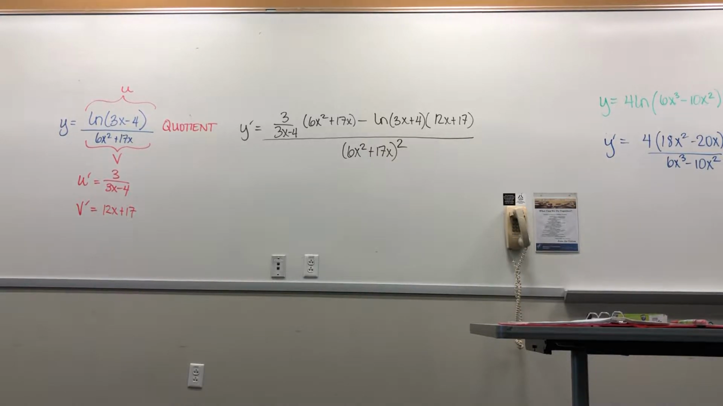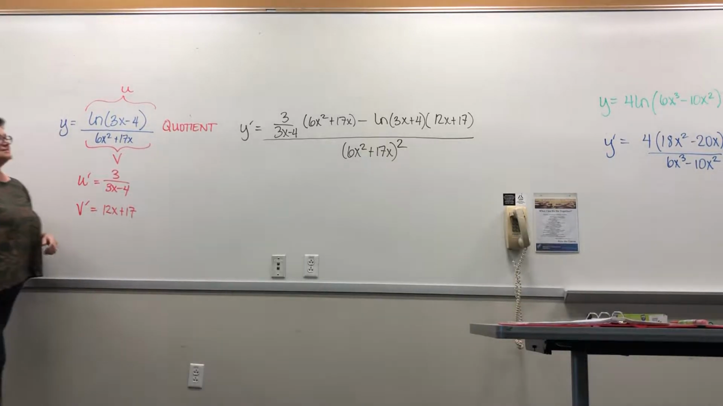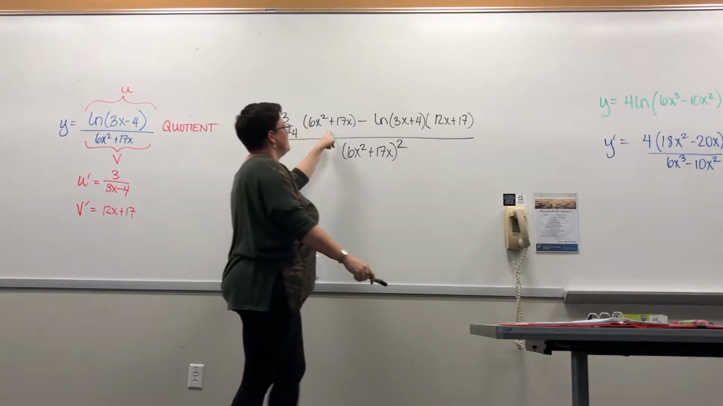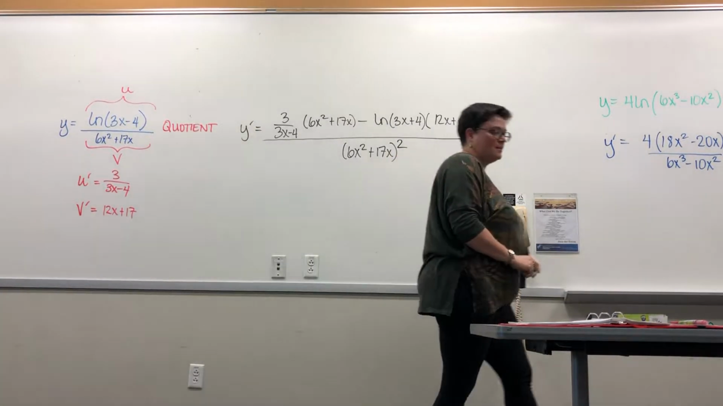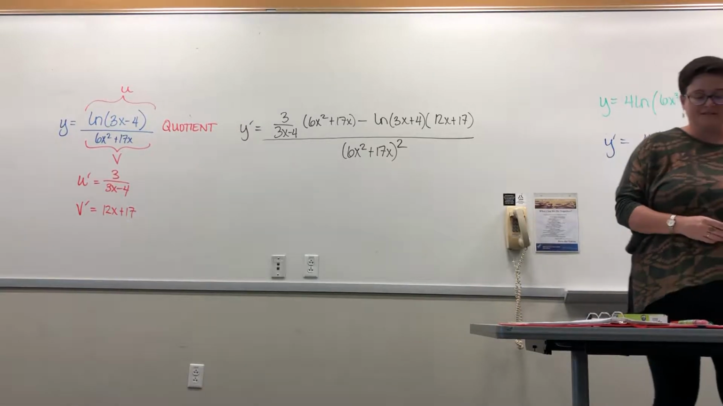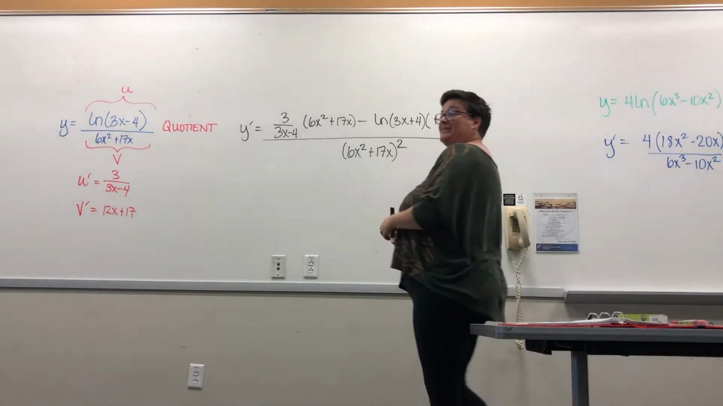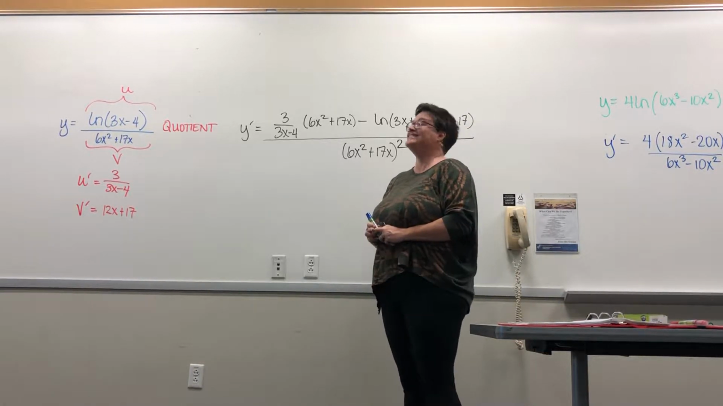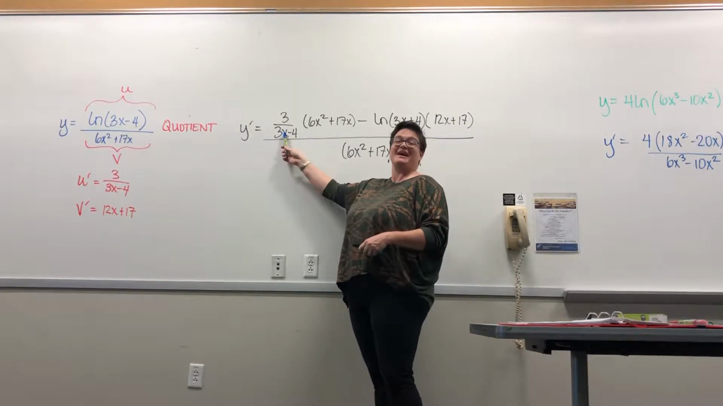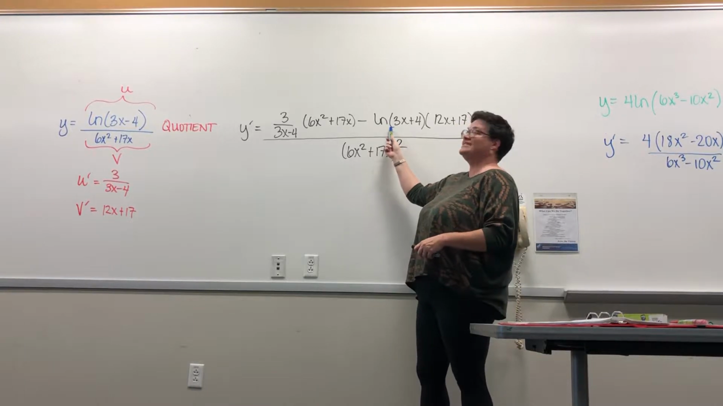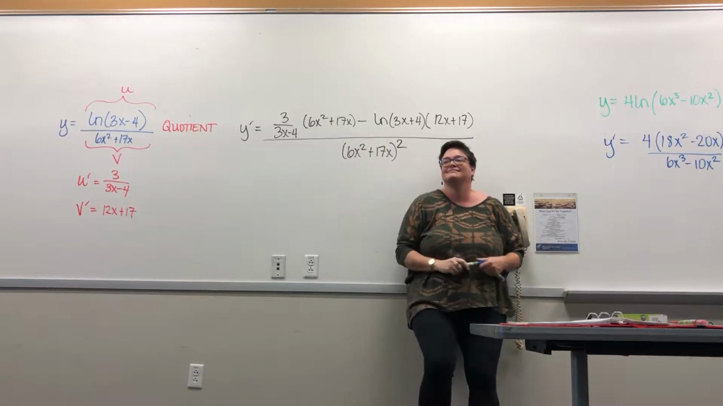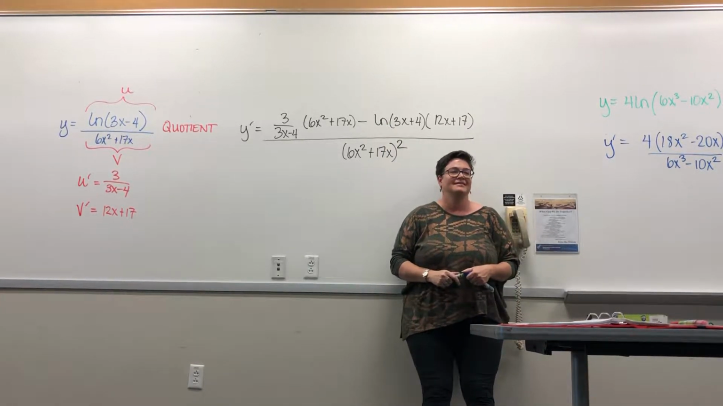I didn't have the square on my v downtown. u prime v minus u v prime over v squared. So remember how I said the natural log would go away? Only if you're taking its derivative, guys. You're taking its derivative, it goes away. But if you're using it, it doesn't disappear, does it? It's still there.